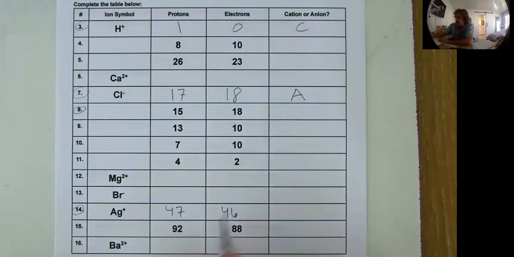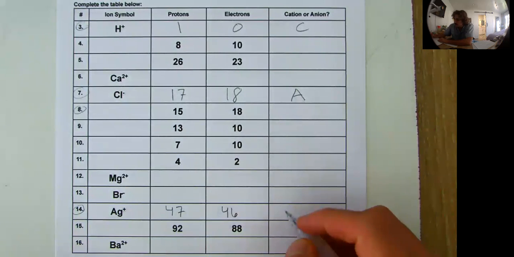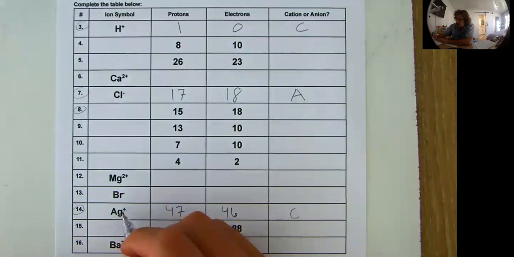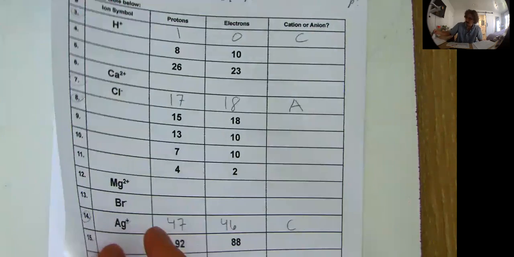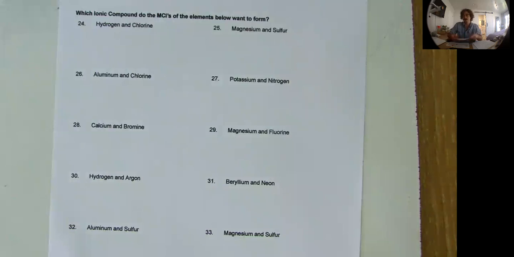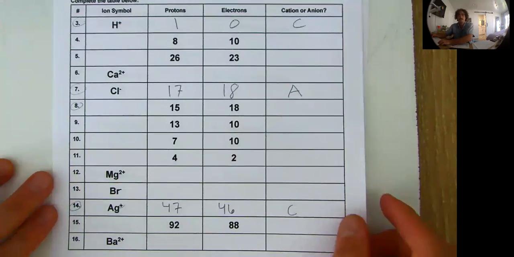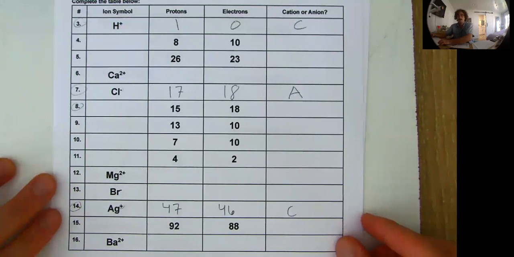Okay, is it an anion or cation? Very easy, it's a cation because it's positive. Cats have paws. All right, you're gonna go ahead and answer the rest of them in the video. Oh, maybe I should let you pause it or something. There we go.